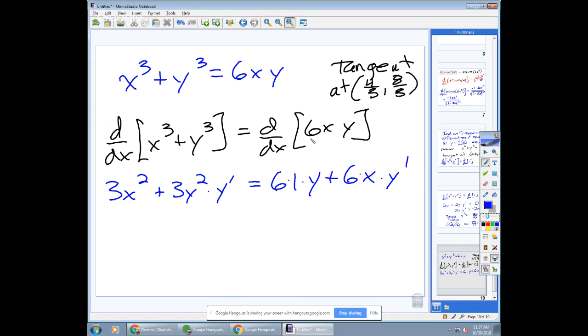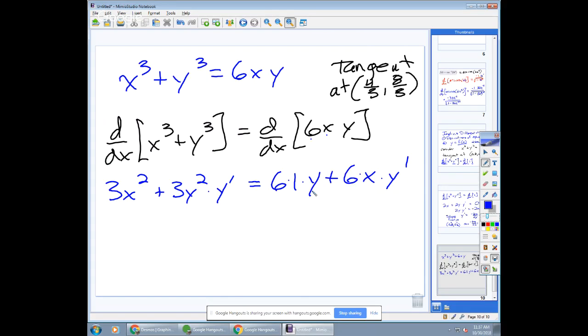Then I take the derivative of x, which is 1, right, and the y just stays alone for a minute. That's what the product rule says. Then the 6 just hangs out, leave the x alone this time, and take the derivative of y, which is just y prime. So that's a y prime there.